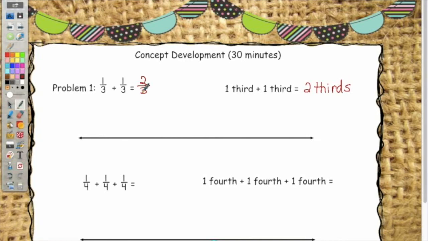How could I take this and make a multiplication problem out of it that's repeated, that matches the repeated addition? 1/3 plus 1/3. I said multiply. 1/3. How many copies of 1/3? 1/3 times 2. Okay, 2 copies of 1/3 equals 2/3. Write that down.